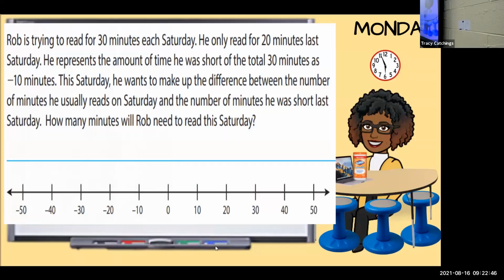All right, you can go ahead and draw your number line. Same as before, you don't have to write the word problem. Just make a mental note of how they look.